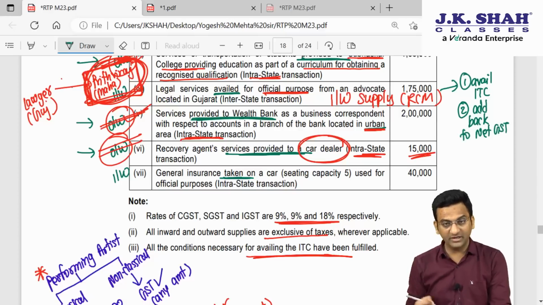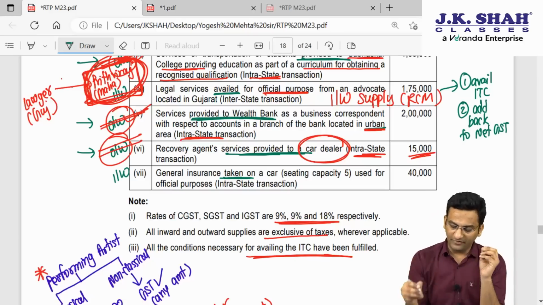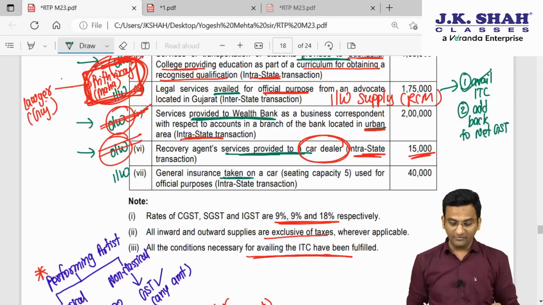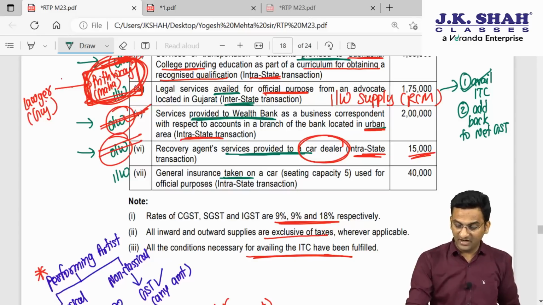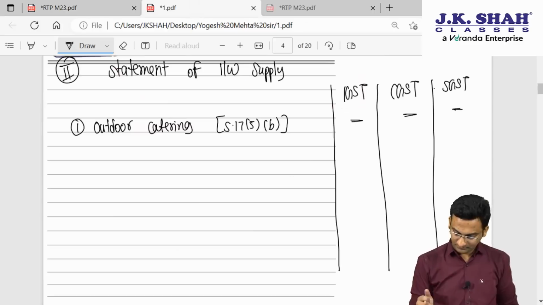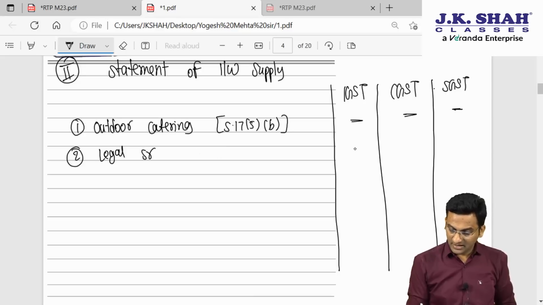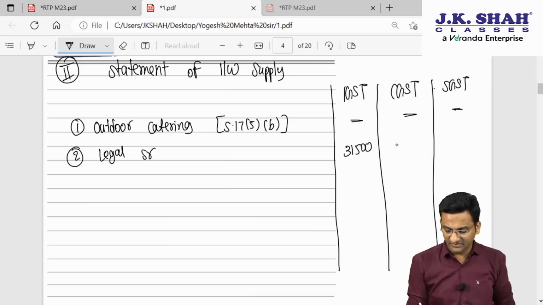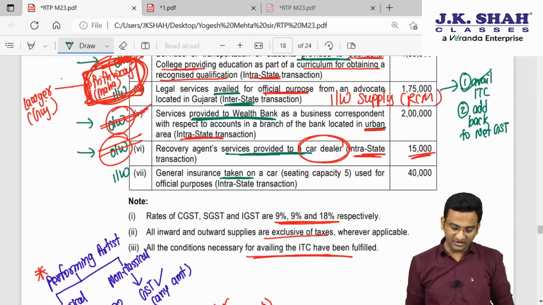So we have to follow two steps. First avail the ITC and then add back to the net GST payable. So first of all we'll avail ITC. 1,75,000, and the transaction is an interstate transaction. So 1,75,000 into 18% comes to 31,500. Legal services availed from lawyer, interstate transaction, and 31,500 is IGST friends, because the lawyer is located in the state of Gujarat. It is an interstate supply.